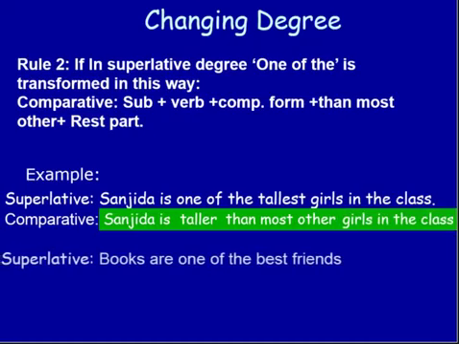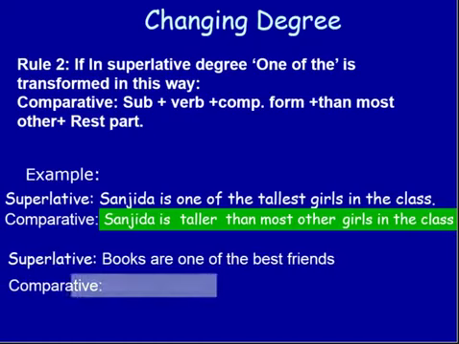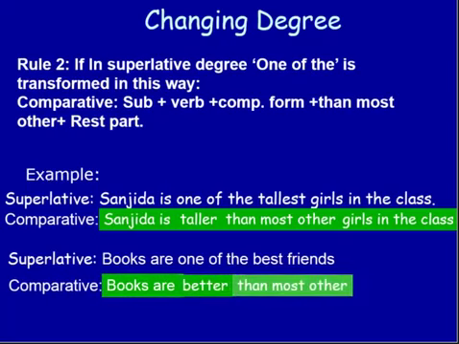Look at another example. Boys are one of the best friend. Subject plus verb and comparative form of adjective. After that we'll have to write "than most other" and the rest part of the sentence without any change.